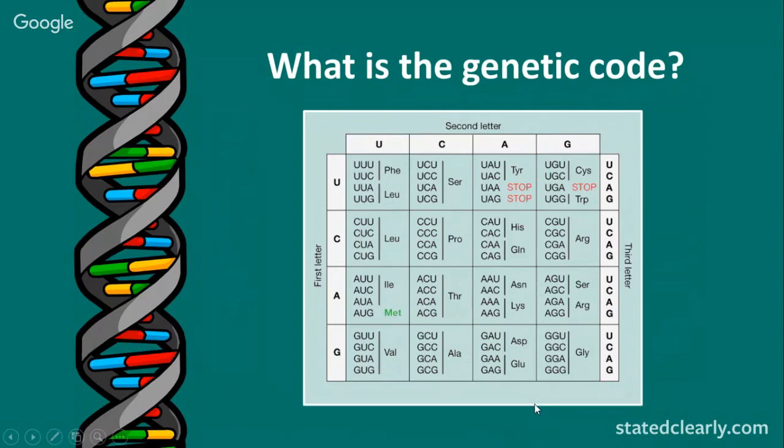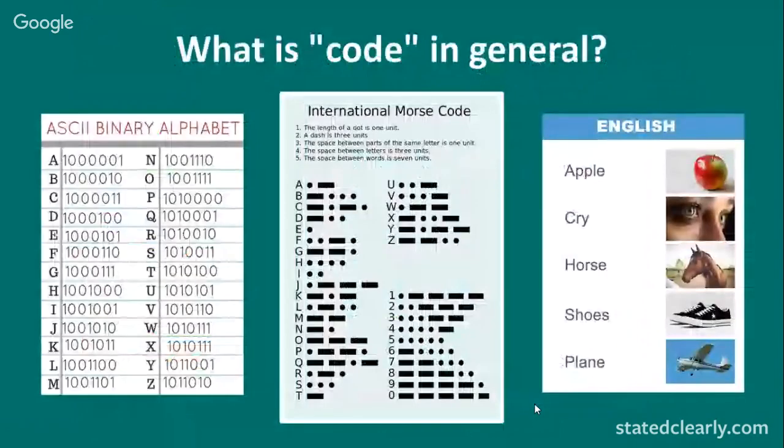So this here on my screen is the cipher for the genetic code. You've probably seen that if you took a biology course in college or high school. Here are examples of other types of code. So I guess before we ask what the genetic code is, we should ask what the heck a code is in general.